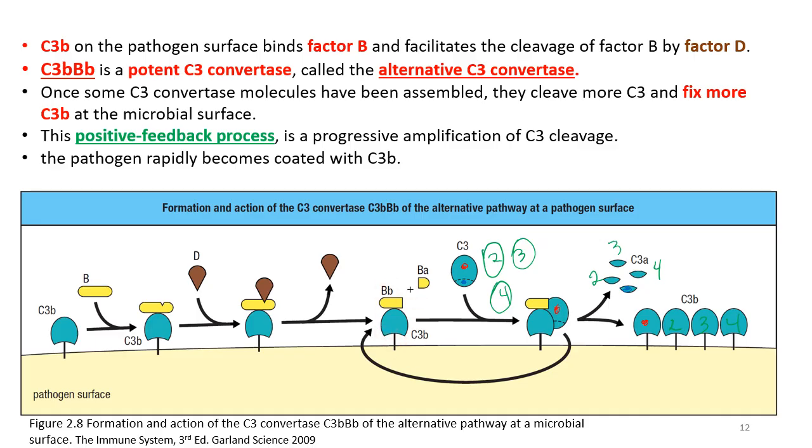So basically, this is the way to make C3b from C3. It's just amplifying the presence of your C3b over there. Okay, and C3a is flying around.